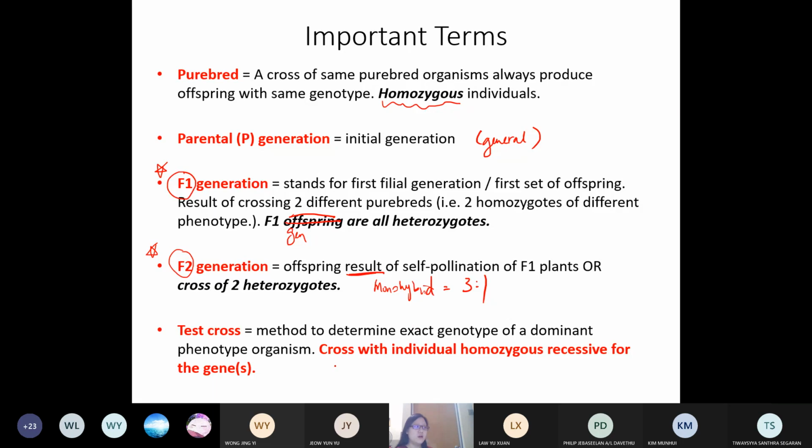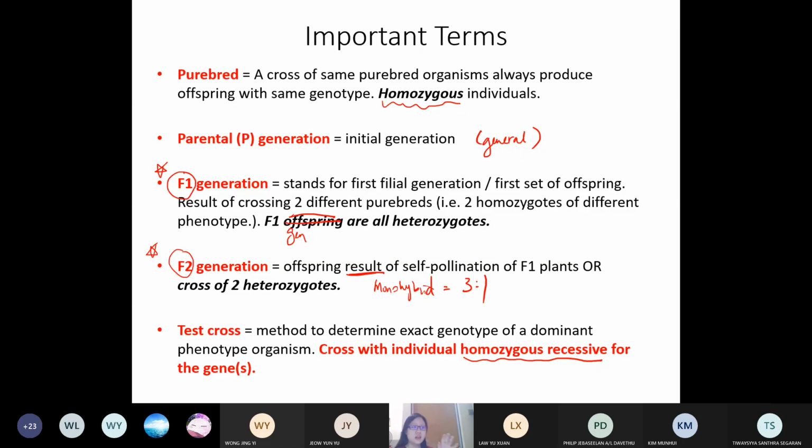All right, and last but not least, we have learned that test cross is a method to determine the exact genotype. Essentially, you take the individual you don't know the genotype of, and you cross it with an individual that is homozygous recessive for that trait. So these are the important terms we learned so far.